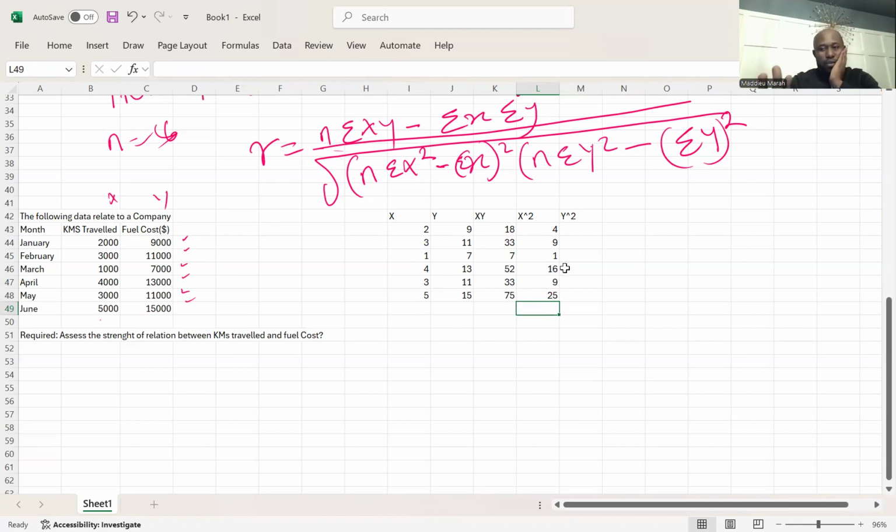So far, so good, no question, no issue. Right? And for Y, same, Y squared. Y raised to the power 2. So we take this again. For Y, this is 9 raised to the power 2, we have 81. And 11 raised to the power 2, we have 121. Okay? And for Y, we have 7 raised to the power 2, which is 49.